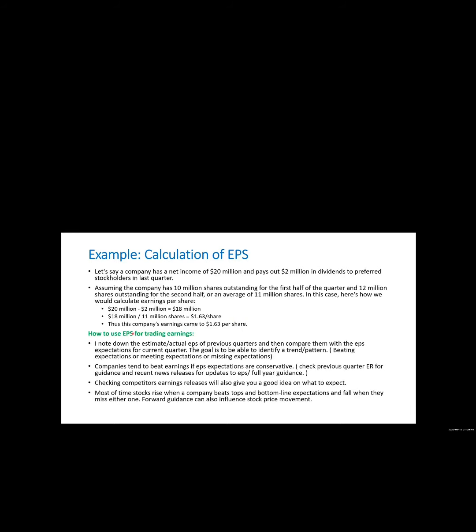Anyway, so how do you use earnings per share for trading earnings? EPS for trading earnings. What I do is I note down the estimate and actual EPS of previous quarters and then compare them with the earnings per share expectation for the current quarter. The reason for doing this is because you want to be able to identify a trend or a pattern. Does company ABC have a tendency to beat expectations all the time, or do they have a tendency to just meet expectations, or do they always miss expectations?